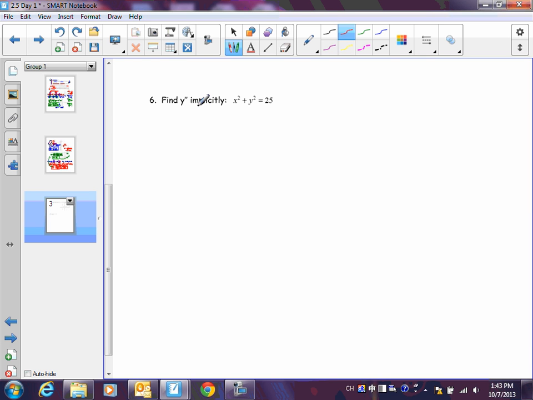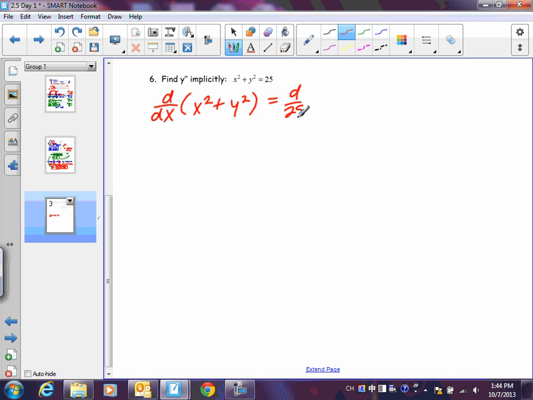Now, when we differentiate with respect to x, which is what we're doing, anytime we get to a y term, we're going to have to remember to do the chain rule. So what was the first step of implicit differentiation? Remember, we had 4 steps. Okay. So we take the derivative with respect to x of the left side and of the right side.